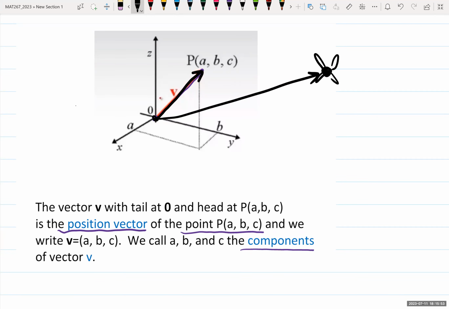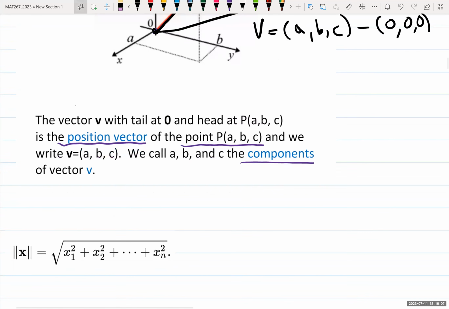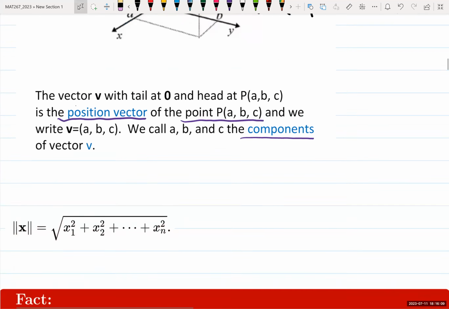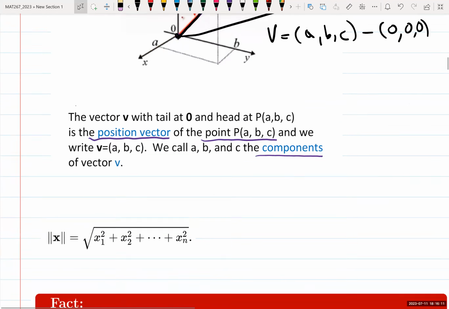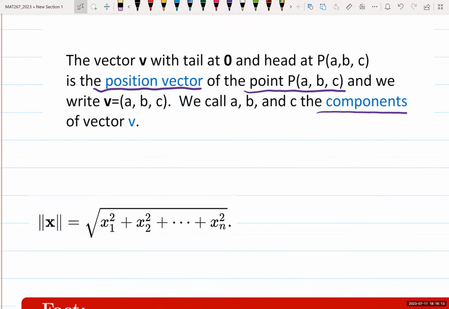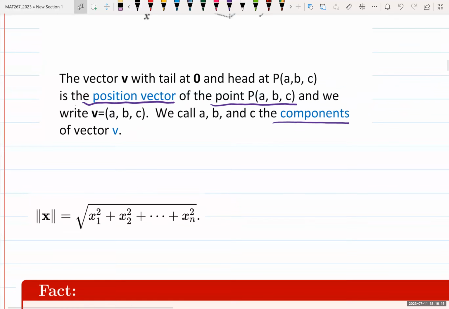So the vector, and we know how the vector is created: second point, A, B, C, minus the original point, right? That gives you the vector, the position vector. Components of the vector are A, B, C. The most important is the size of the vector, called magnitude. It's the square root, and then square each component and add together.